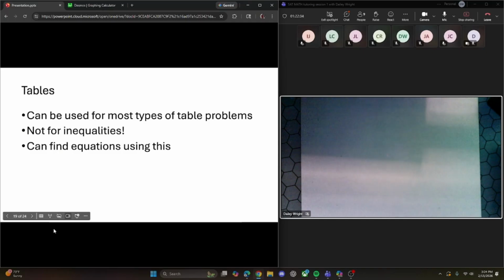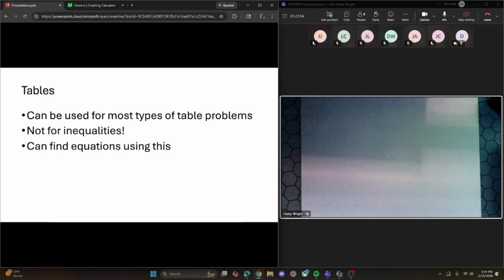Okay, now we're going to go over tables. Tables are a little bit confusing. They can be used for most types of table problems. There are certain questions that do ask you to analyze a table. In those questions, you cannot just plug in the table to analyze. You're usually going to use tables when it's asking you to find an equation to a table or find a certain point with the table. Do not use these for inequalities. Inequalities, you will not get the inequality equation for a table.